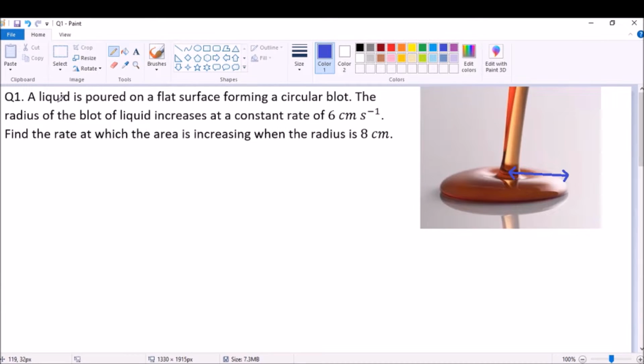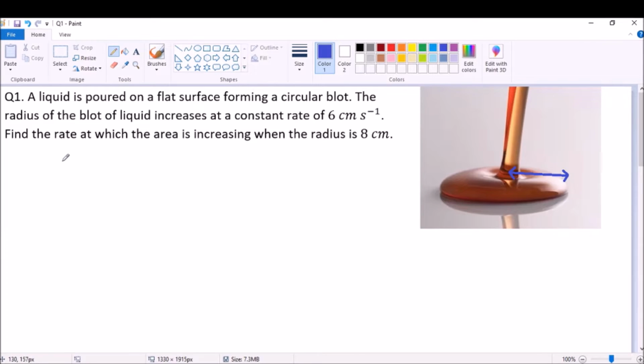Question 1. A liquid is poured on a flat surface forming a circular plot. The radius of the plot of liquid increases at a constant rate of 6 cm per second. Find the rate at which the area is increasing when the radius is 8 cm.